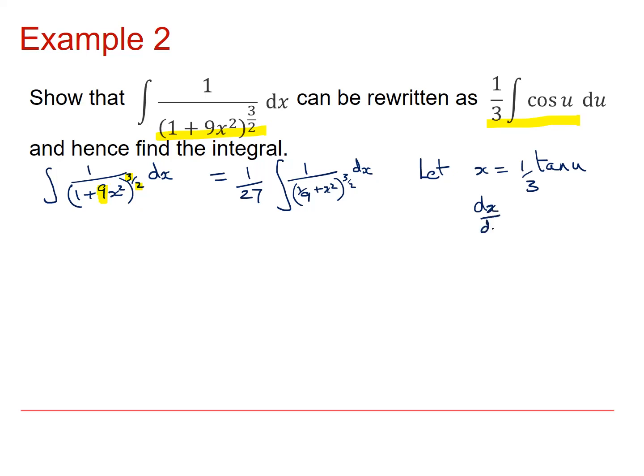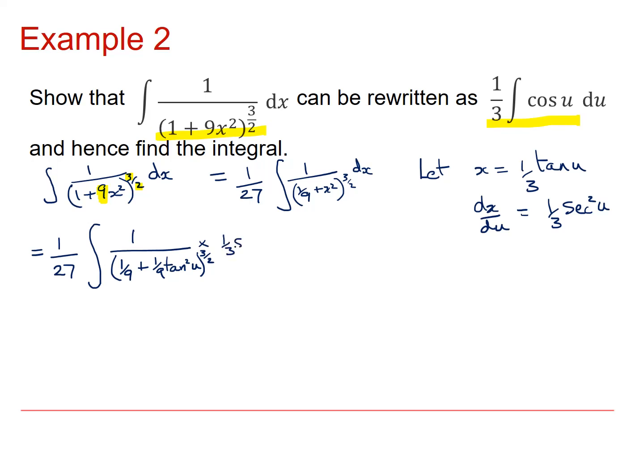Differentiating, I get that dx is 1/3 sec squared u du. So I'm going to get 1 over 27 times the integral of 1 over (1/9 plus 1/9 tan squared u), all to the power 3 over 2, and that's multiplied by 1/3 sec squared u du.